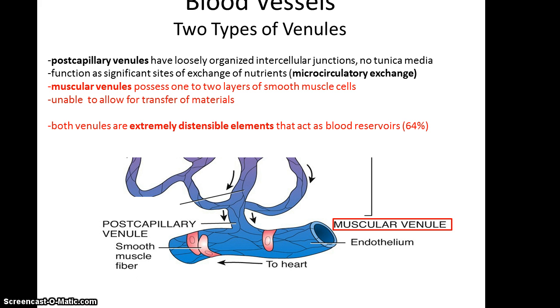And then there are the muscular venules. Muscular venules possess 1 to 2 layers of smooth muscle cells, hence the name, and they are unable to transfer material. So the only kinds of vessels that can transfer material are capillaries and post-capillary venules. And it turns out that both types of venules are extremely distendable, so they can stretch a large amount. Because of this, they act as a blood reservoir. About 64% of the total blood in your body is found in venules.